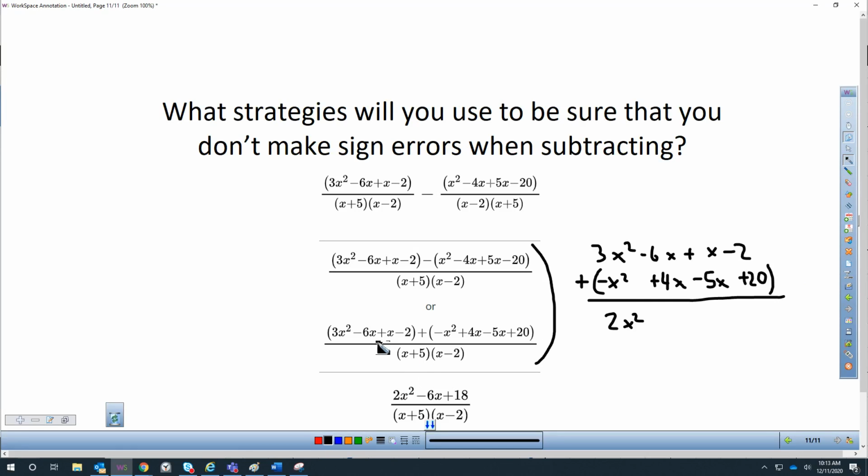Another thing you could do if you don't want to line them up like this is you can just keep track by marking off the ones that you have added. So once you've done 3x squared plus a negative x squared, sort of cross them out when you get your 2x squared, so you know that you've done that subtraction and you don't accidentally subtract something twice or you don't miss anything.